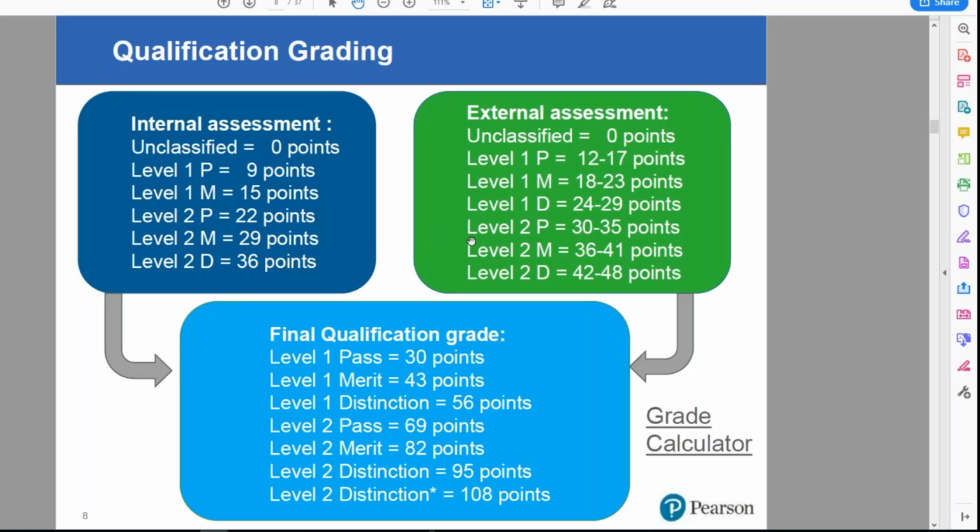In the external assessment, in the exam, if you get a level 2 pass, you can get anything from 30 to 35 points. So there's going to be 2 of these plus 1 of these, and that adds up to give you the final grade in the little blue table below. And there is a grade calculator that's available on the website. The way that you calculate the overall outcome is quite straightforward, really. Just add the points and look up the final grade.